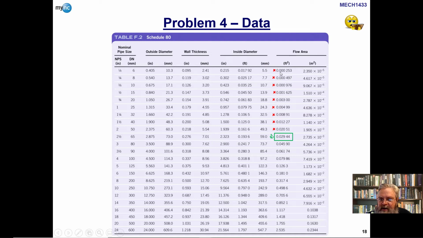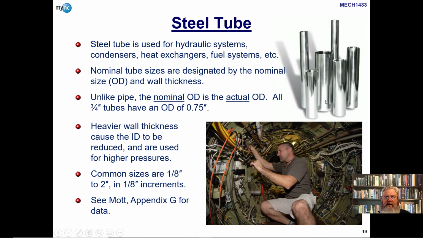It's tiny, 0.000. I want 0.02. So this one's no good, and this one's no good. I keep looking for the smallest pipe that'll work by finding one with the area. And this one's not quite any good, but close. This is the next size up. It's a 2.5 inch Schedule 80. So that's the one for us. That's pipes.